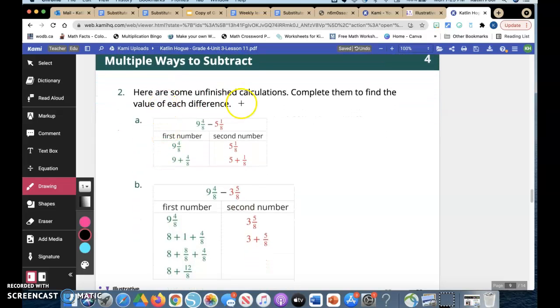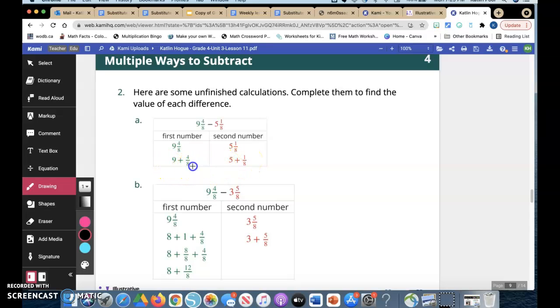Right here it says, here are some unfinished calculations. Complete them to find the value of each difference. 9 and 4/8 minus 5 and 1/8. So they have 9 and 4/8 for the first number, and they break that into 9 plus 4/8. For the second number, they have 5 and 1/8, and they break that into 5 plus 1/8.